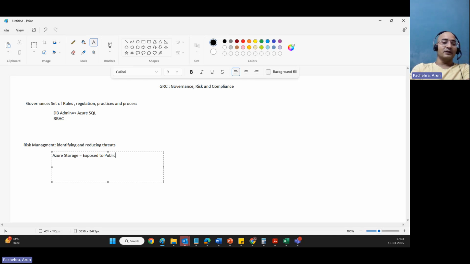But let's suppose it's not there. Then what happens? MS Defender for Cloud. This tool will detect the misconfiguration and send an alert to your security team, right? And what will the security team do? They will restrict the access by enabling a private endpoint or service endpoint, ensuring that only internal users can access the data. So what just happened here?